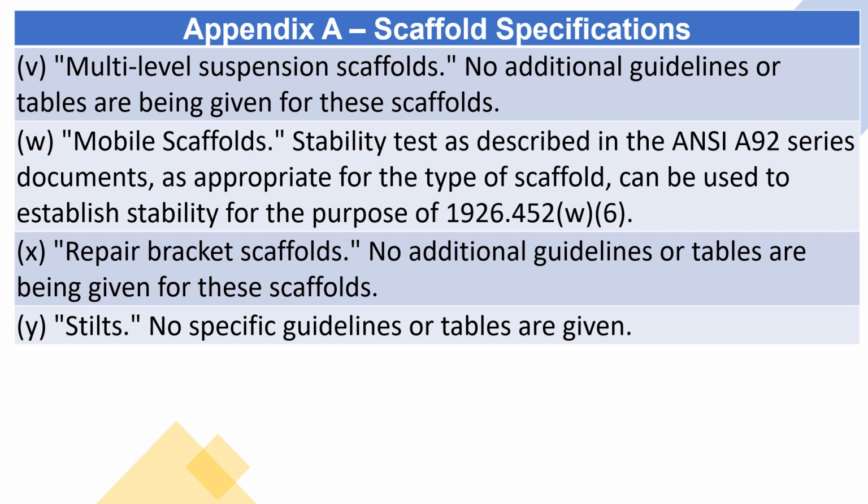W. Mobile scaffolds. Stability test as described in the ANSI A92 series documents, as appropriate for the type of scaffold, can be used to establish stability for the purpose of 1926.452(w)(6). X. Repair bracket scaffolds. No additional guidelines or tables are being given for these scaffolds. Y. Stilts. No specific guidelines or tables are given.